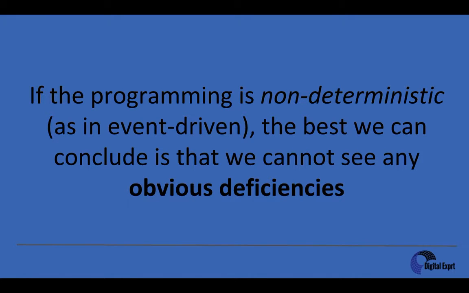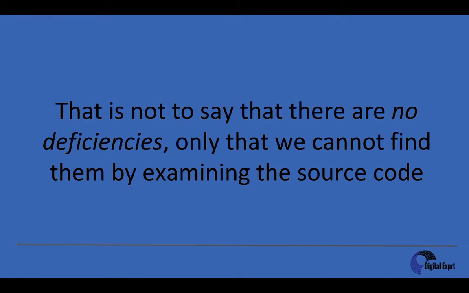So if the program is non-deterministic, for example, an event-driven program could be considered non-deterministic, then the best we can conclude by looking at the source code is that we cannot see any obvious deficiencies. That's the best thing we can say. We are not saying that there are no deficiencies. We're only saying that we cannot find them by examining the source code.